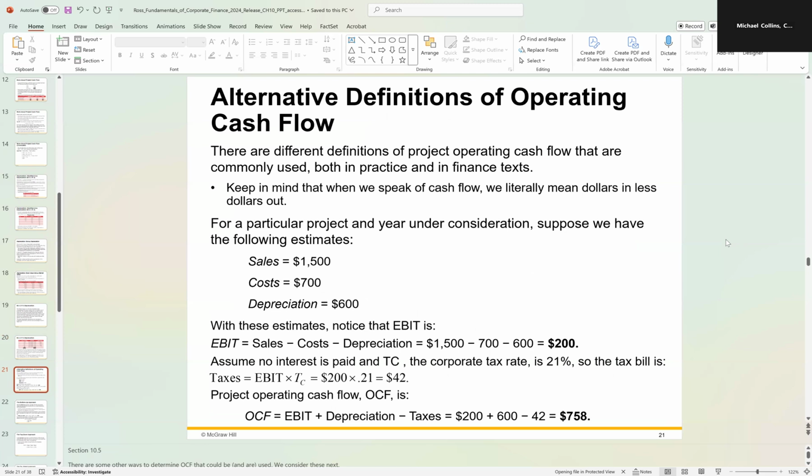There are some alternative definitions of operating cash flow. Keep in mind that when we speak of cash flow, we literally mean dollars in less dollars out. This gives another equation here in terms of sales, costs, and depreciation. With these estimates, notice that EBIT is sales minus cost minus depreciation, so that equals 200. Assume no interest is paid, and T_C, the corporate tax rate, is 21%. So we have a tax bill of $42. Therefore, operating cash flow is EBIT plus depreciation, because you add that back since depreciation is not real from a cash flow perspective. You subtract the taxes because those are real. In this case, that comes out to $758, because taxes paid is a real cash outflow. Again, depreciation is just accounting.